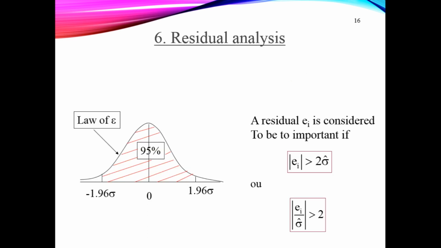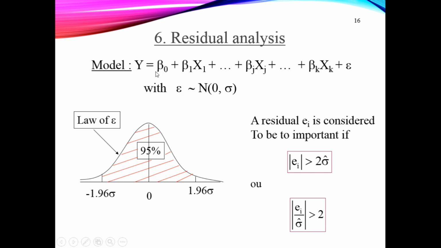So the residual analysis of the model specifies the principal variable as equal to a linear combination of our explanatory variables. The error must follow the normal law with mean 0 and standard deviation sigma, which is to be determined. So in our residual analysis, we should check that our error term follows the normal distribution.